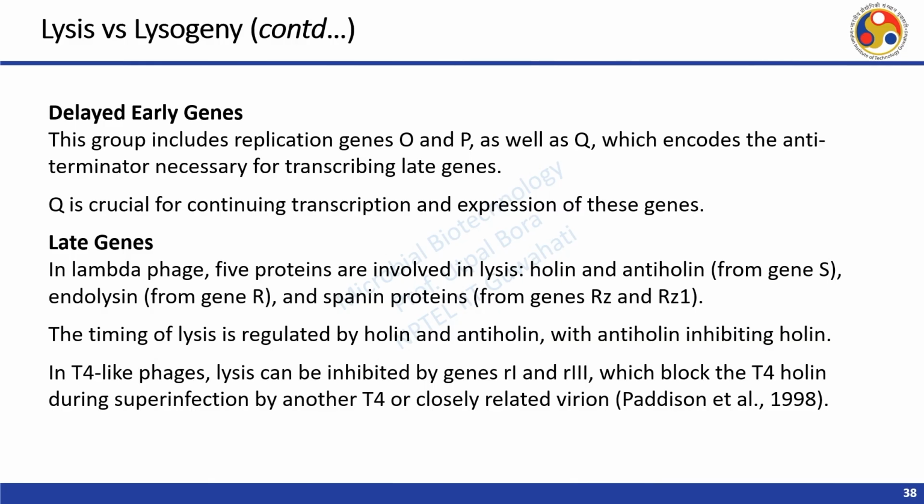Among the late genes in lambda phage, 5 proteins are involved in lysis: holin and antiholin from the S gene, endolysin from the R gene, and spanin proteins from genes Rz and Rz1. The timing of lysis is regulated by holin and antiholin, with antiholin inhibiting holin. In T4-like phages, lysis can be inhibited by genes rI and rIII, which block the T4 holin during superinfection by another T4 or closely related variant.